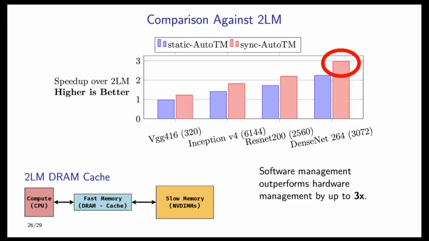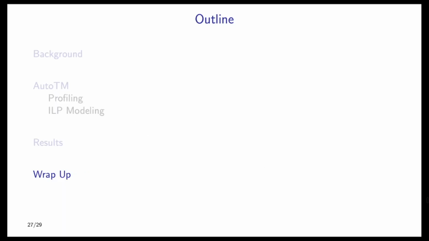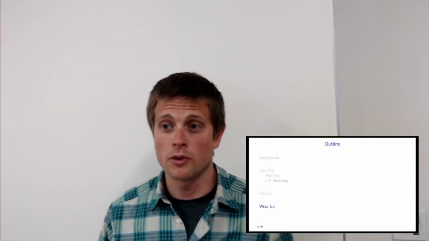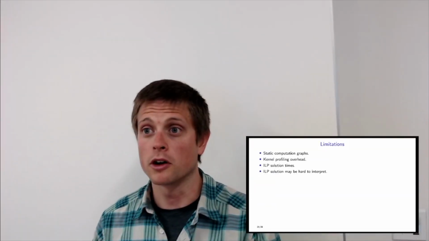And this shows that our intelligent software management technique can outperform this hardware caching mechanism by up to 3 times, which is not insignificant. So now let's go over some concluding remarks.